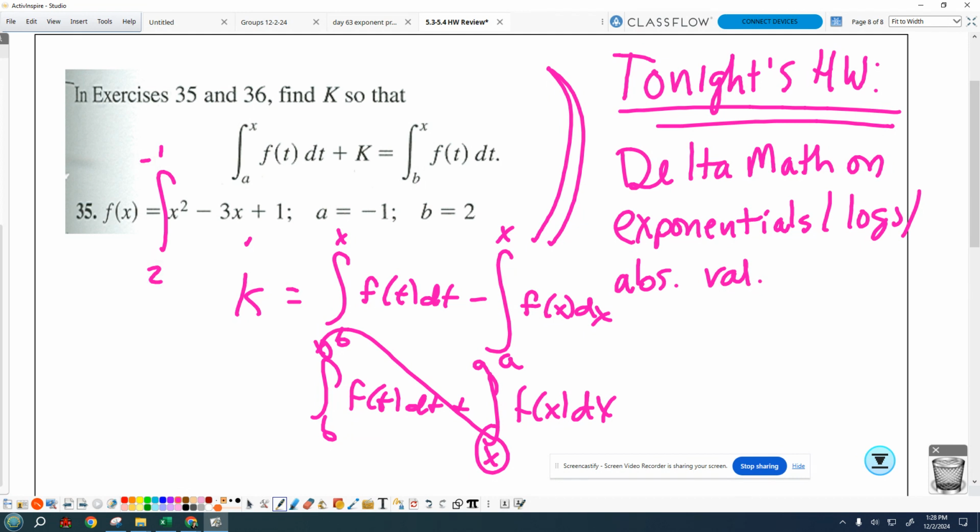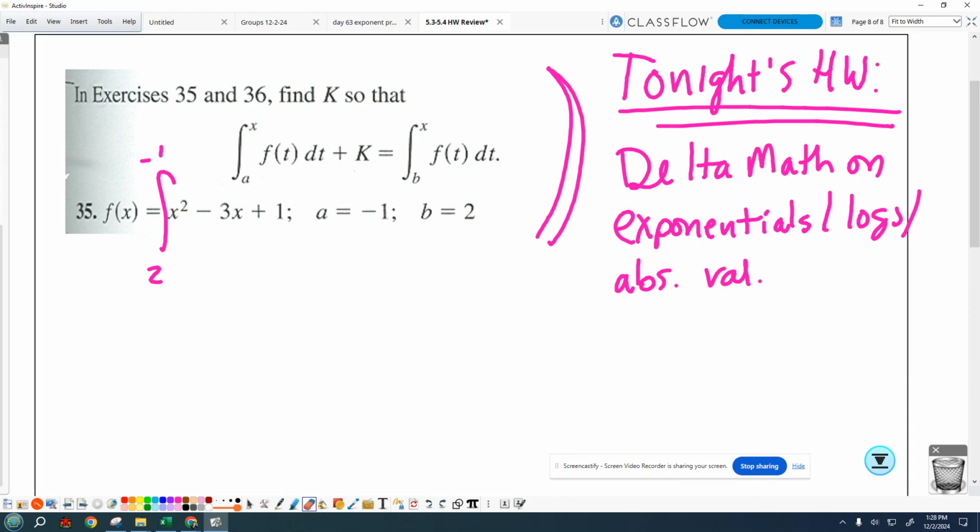So Haley, in the end, this is what I need to figure out. How do I integrate x squared? Yep. Brooke, how do I integrate 3x? It would be x squared over 2. Jacob, how do I integrate 1? It's just x. Do I need a plus c? Nah, it's gonna cancel out.